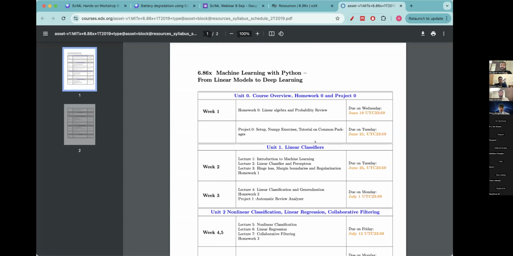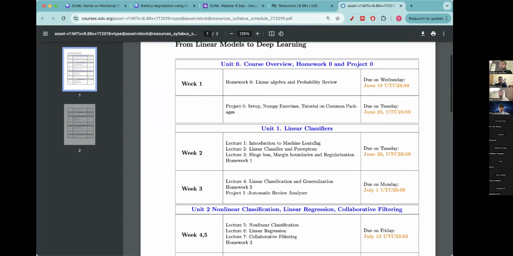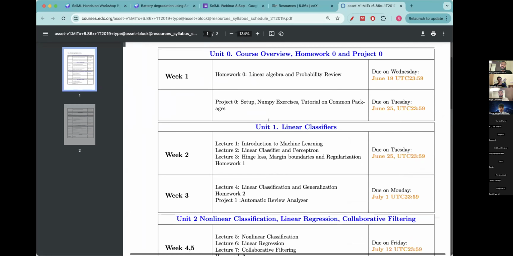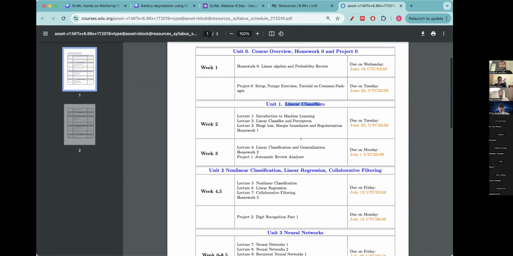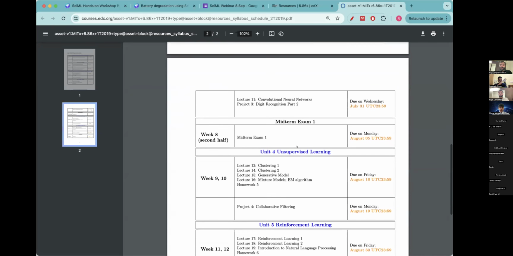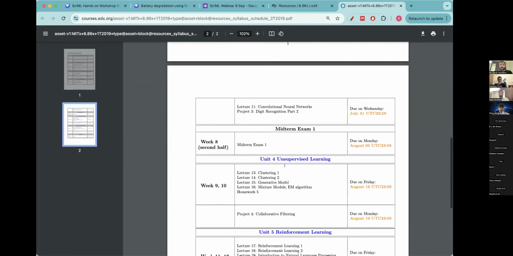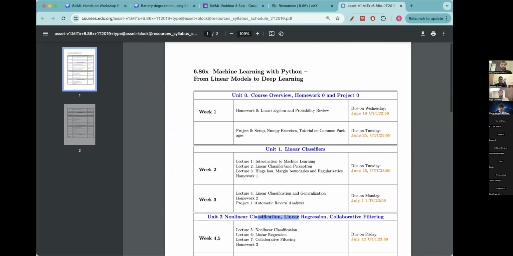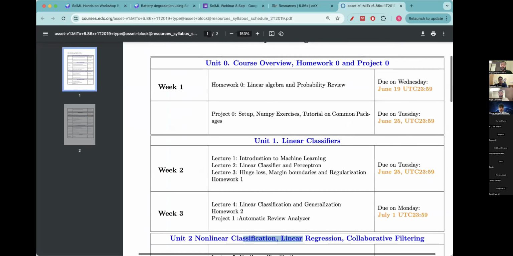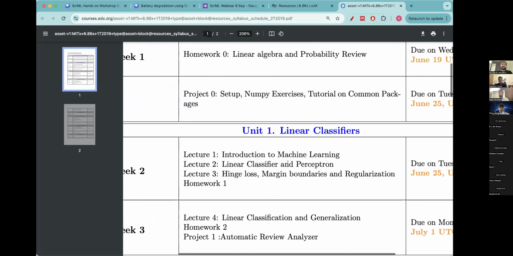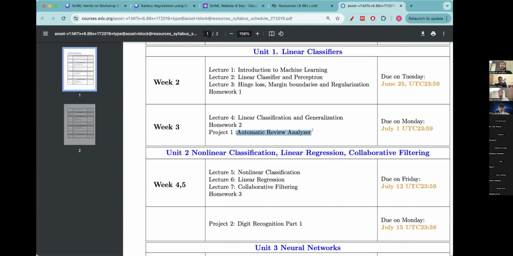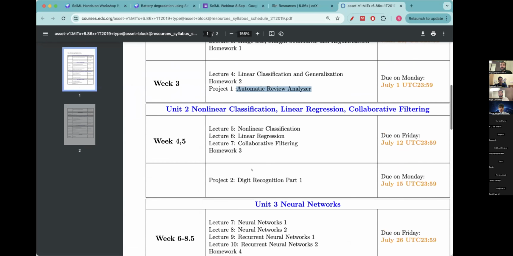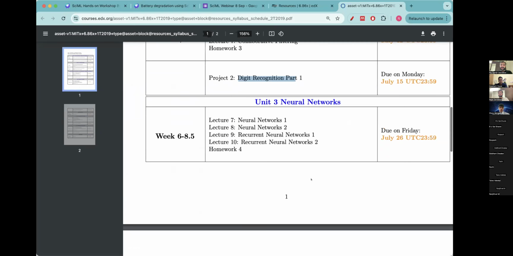It's publicly available. So if you look at the way this course proceeds, they first start with linear classifiers, then they go to non-linear classifiers, then we have neural networks, unsupervised learning, reinforcement learning. It's fine if you don't know these terms. What I want to illustrate to you is the kind of projects which you do as part of these courses. So if you look at the first project, it's essentially automatic review analyzer. If you look at the second project, it's digit recognition.